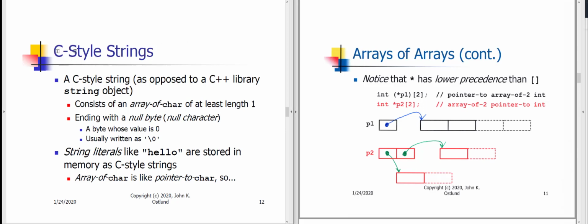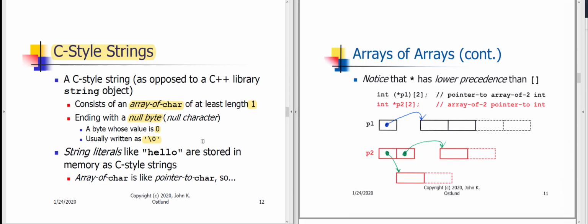Next, we're going to take a look at C-style strings. A C-style string is an array of characters. It always has a length of at least 1. It ends with a null byte or null character, and that is the character whose integer value is 0. As a char, we write that as quote \0 quote.